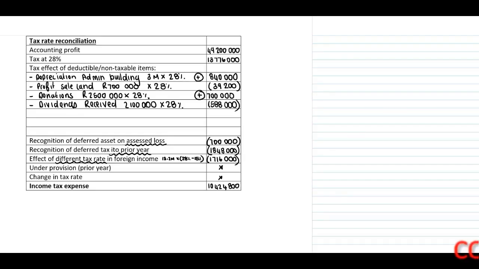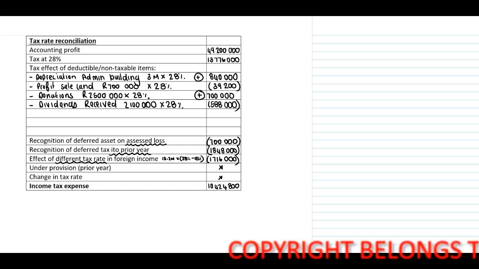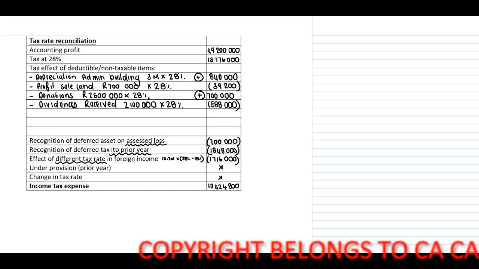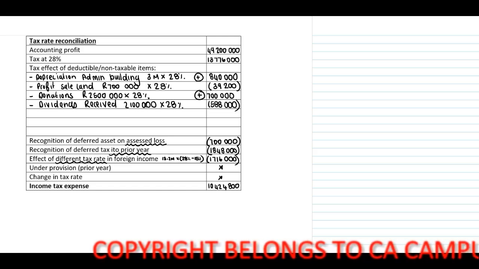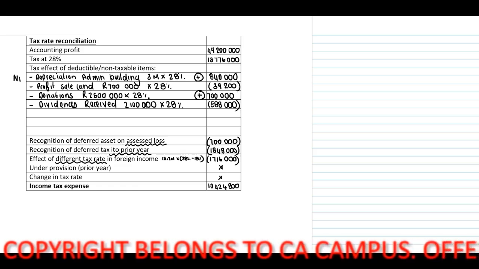We now need to remember to include our description of why this is a reconciling item. When you look at your tax rate reconciliation, I have explained all of these during the calculations as we worked through the information. Therefore, I'm only briefly going to work through this with you. Now, note number 1, depreciation in terms of our admin building.